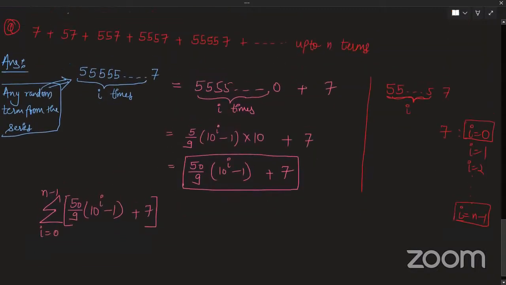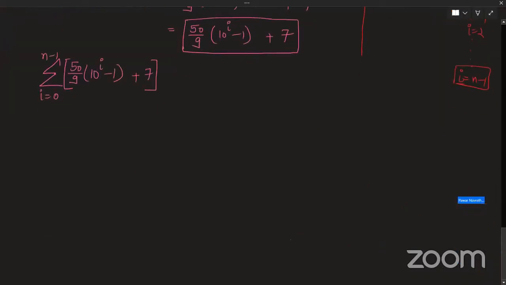So everyone got it, right? Did everyone understand? Yes, sir. Okay, great. So now let's just do this. It is 50 by 9 sigma i equal to 0 to n minus 1 of 10 raised to i minus 1, plus sigma i equal to 0 to n minus 1 of 7. Right? Yes, sir.